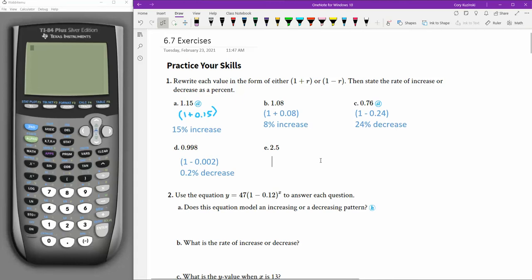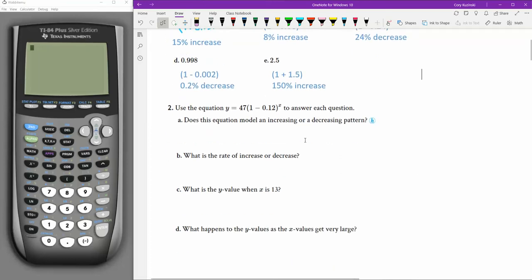And lastly, when we write this as 1 plus something, it's 1 plus 1.5, which is a 150% increase. All right, we've seen those before.